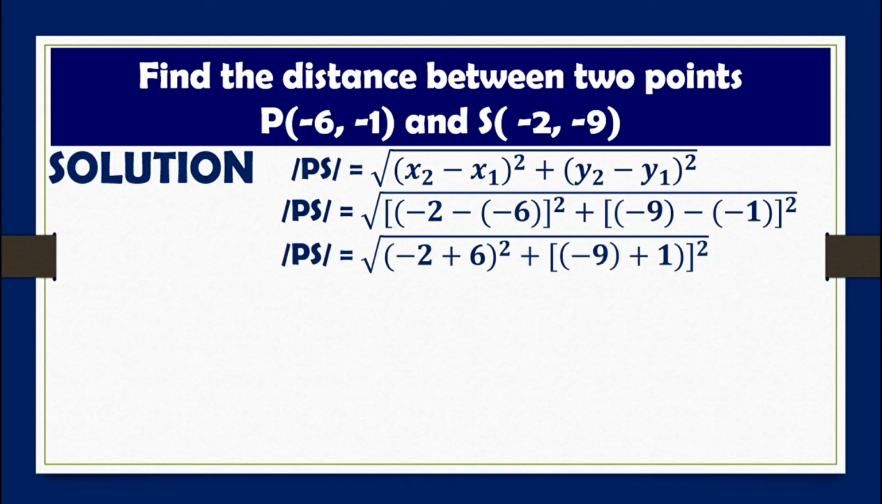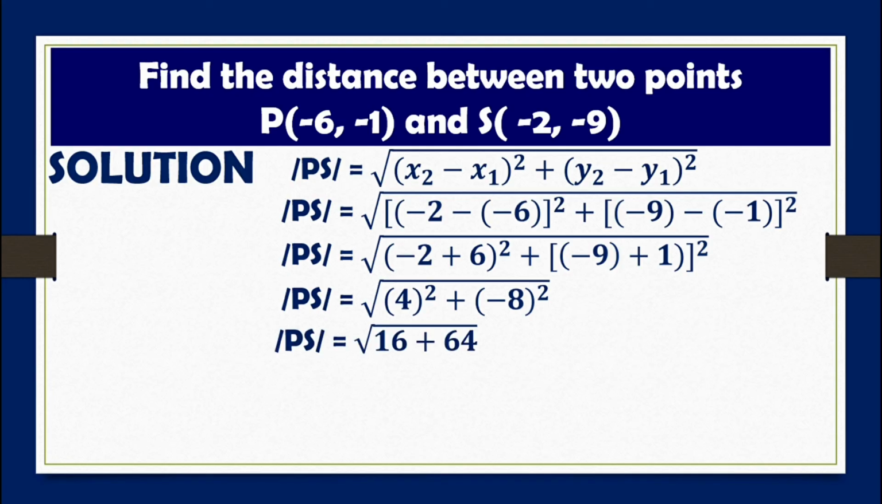To simplify our equation, we will come up with segment PS is equal to square root of quantity negative 2 plus 6 squared plus the quantity negative 9 plus 1 squared. 4 is a result when we combine negative 2 and 6, while negative 8 is a result when we combine negative 9 and 1. Simplify our equation, segment of PS is equal to square root of 16 plus 64.